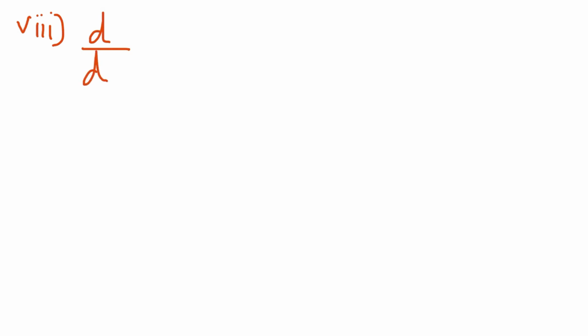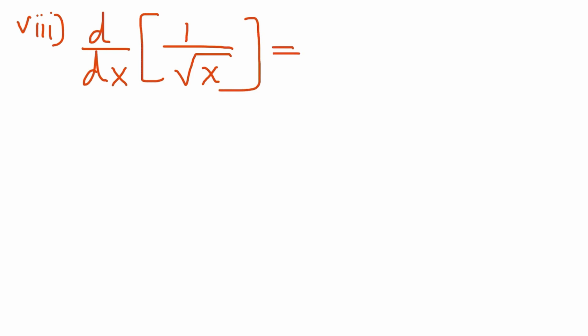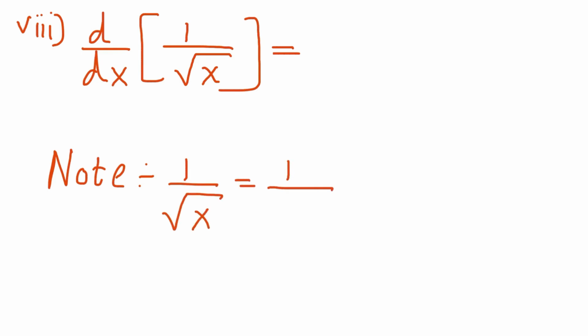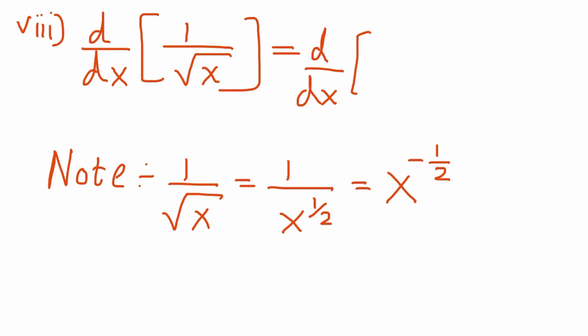For this example, I'm going to use 1 over square root of x as the function, and my goal is to compute the derivative of this function. Remember that we can write square root of x as x to the power 1 half. If you follow this, we get 1 over square root of x as 1 over x to the power 1 half. In order to apply the power rule, we have to bring the function to the numerator. When you bring it to the numerator, you have to switch the sign of the exponent. Then we get x to the power negative 1 half.